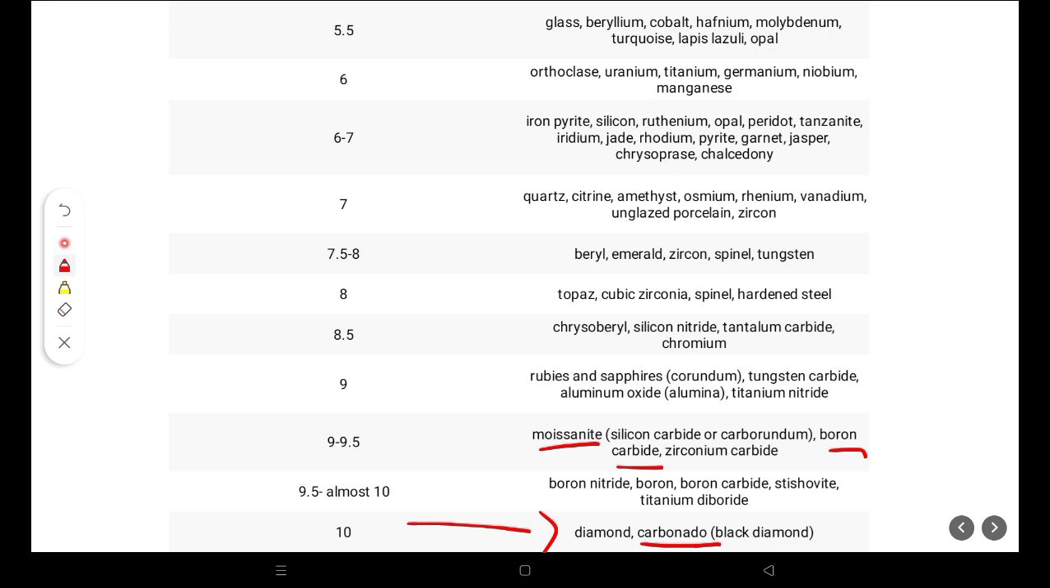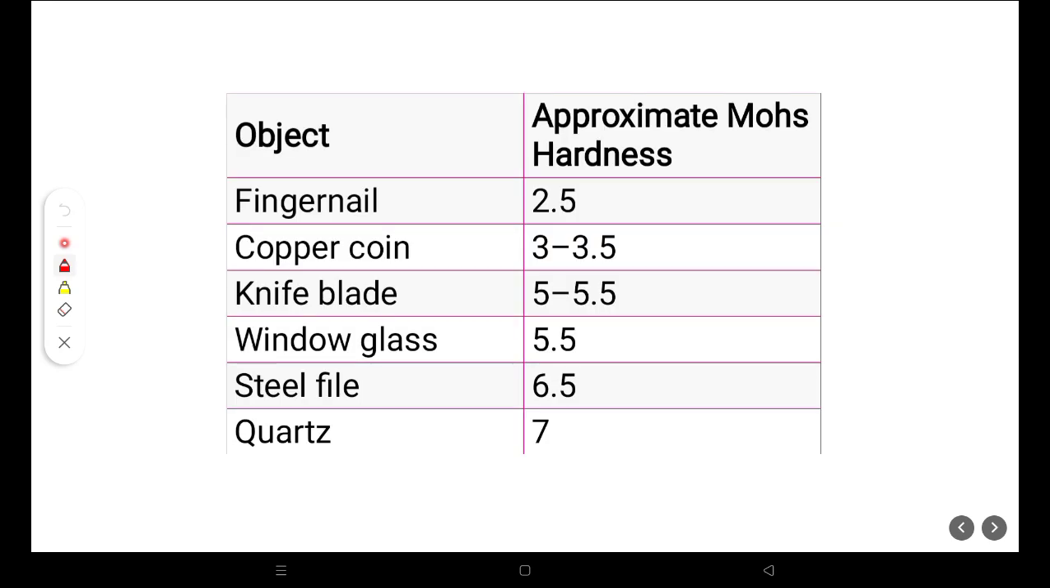And in 9 there come ruby, sapphire, tungsten, aluminum, titanium nitride, like that. So this is the hardness of some known minerals. These are common minerals we should have in our day to day life. So fingernail is 2.5, copper coin 3 to 3.5, knife blade 5 to 5.5, window glass 5.5, steel file 6.5, and quartz 7.